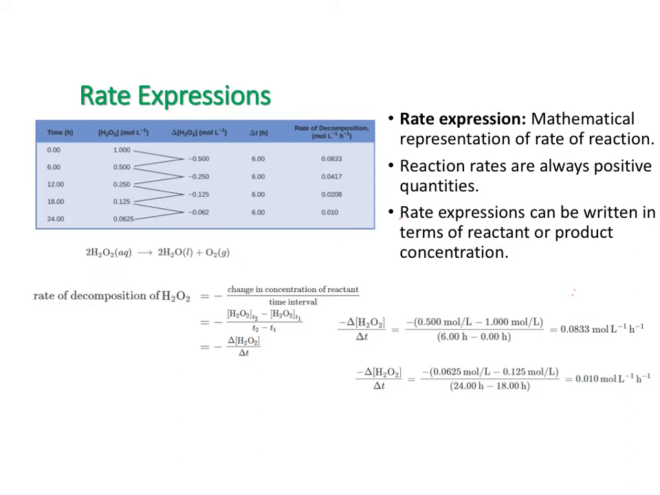So we are going to first learn how to write rate expressions. All these are those rates that we just talked about, where we have the change in concentration over a certain amount of time. It's the mathematical representation of a rate of reaction. They will always be positive, and they can be written in terms of reactant or product. It doesn't matter which one.